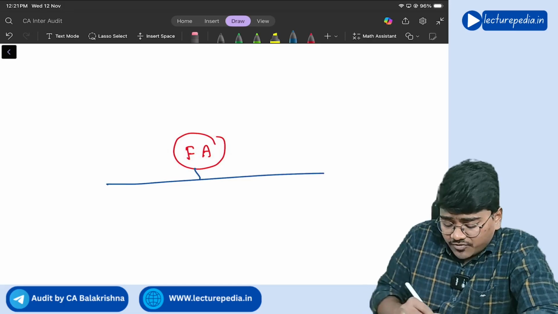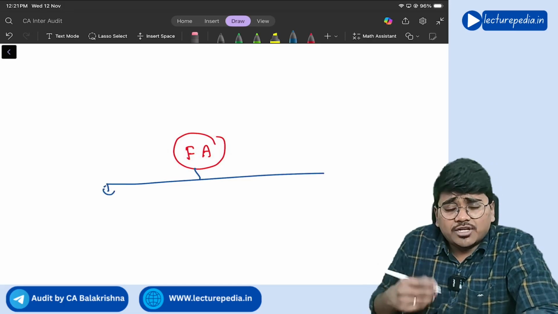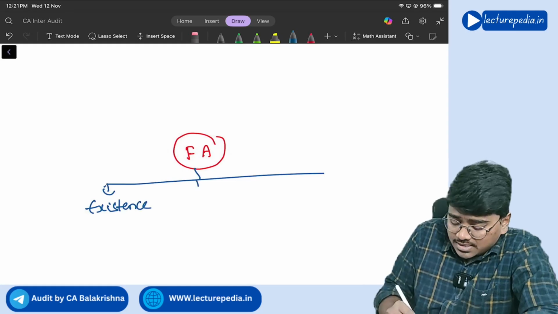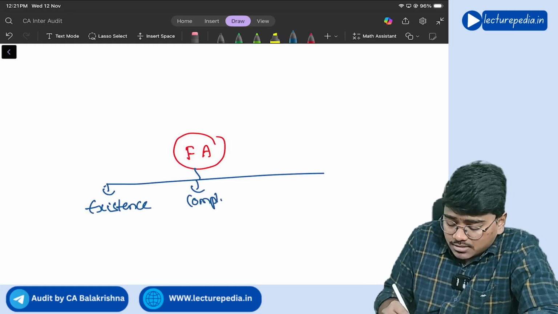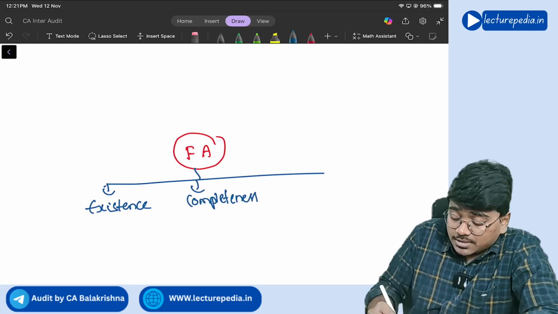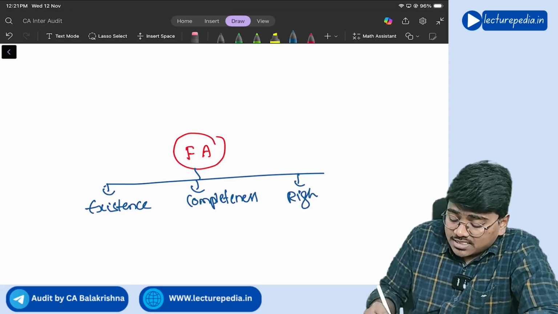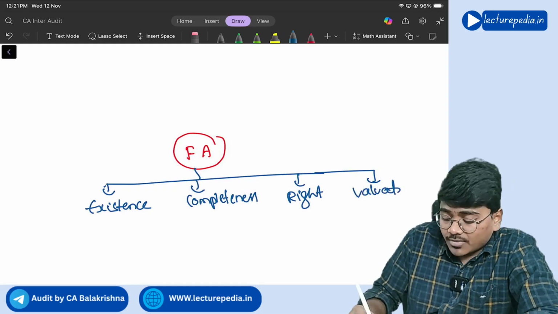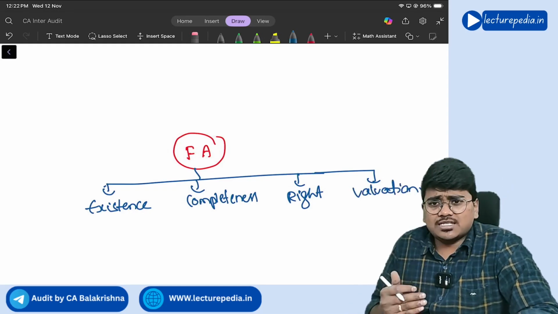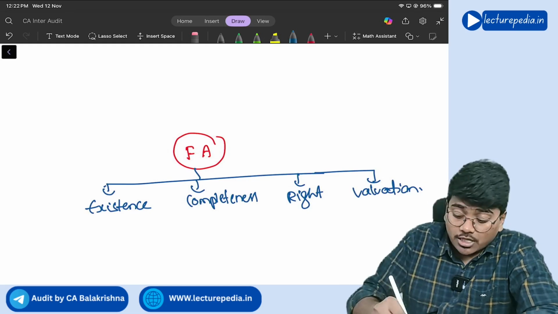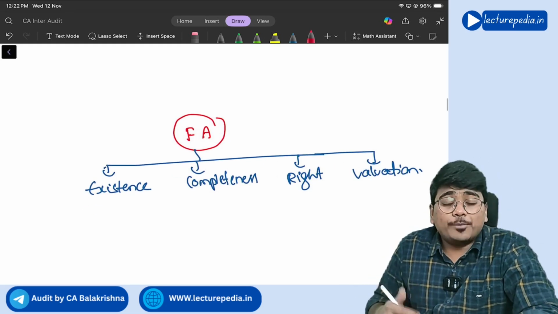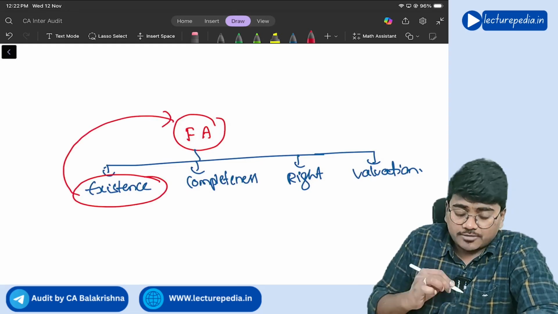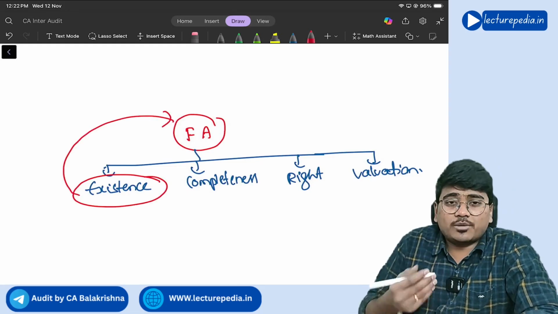So for the fixed asset, the assertions that will be there are existence, completeness, rights over that asset, valuation of that asset, and presentation and disclosure. These types of assertions will be there. Now the auditor has to obtain audit evidence with respect to existence of fixed asset. For that he needs to perform certain procedures.